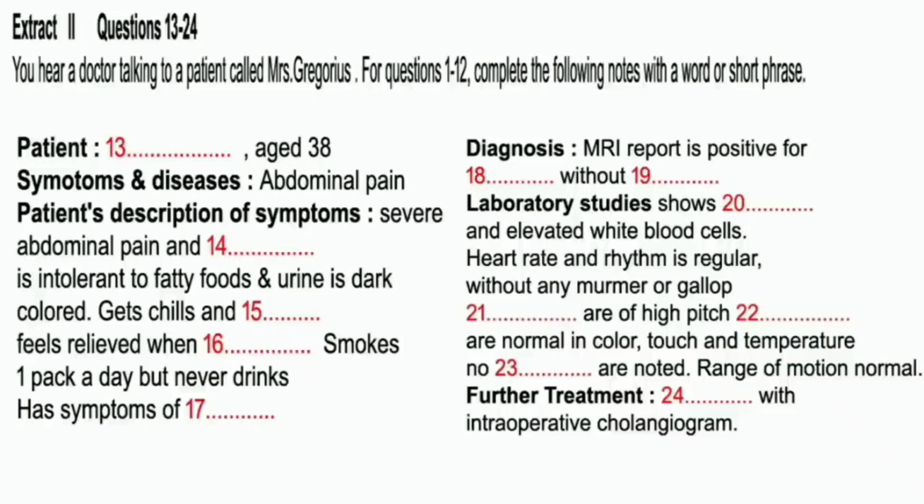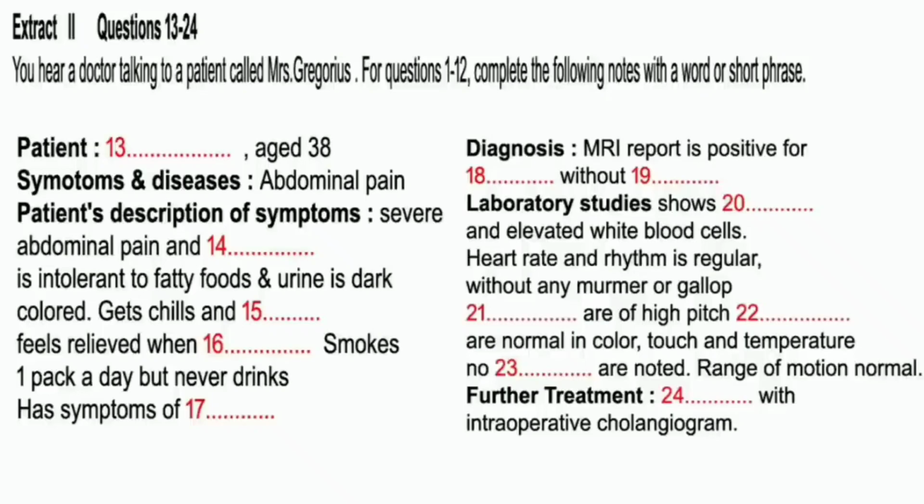Do any of your family members have a history of any diseases? No, doctor. Tell me something about your family background. I am married and living with my husband and 2 children. Do you have any symptoms of seizures and ataxia? Yes, doctor, I have. Well, your MRI report is positive for cholelithiasis without CBD obstruction.